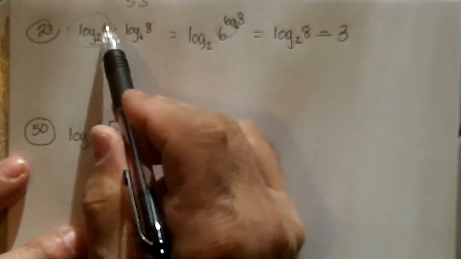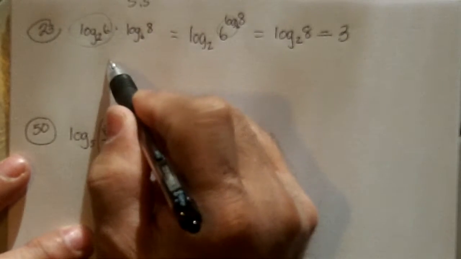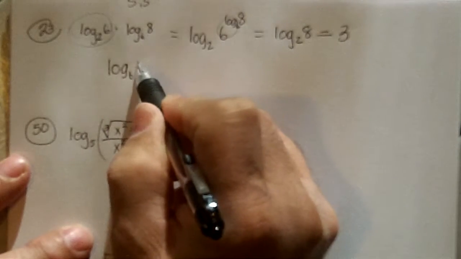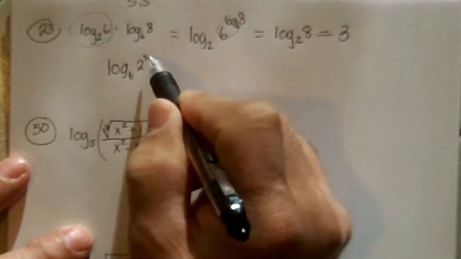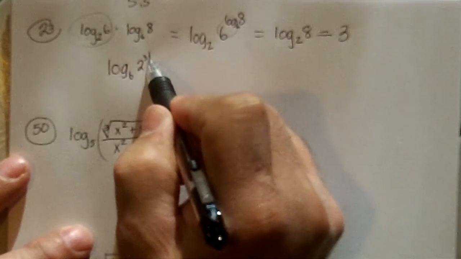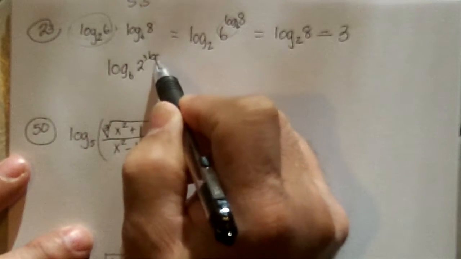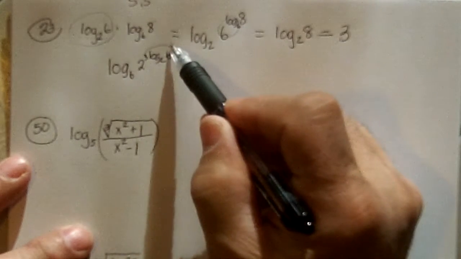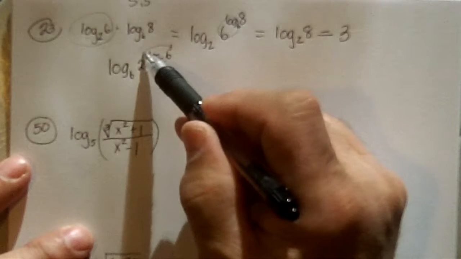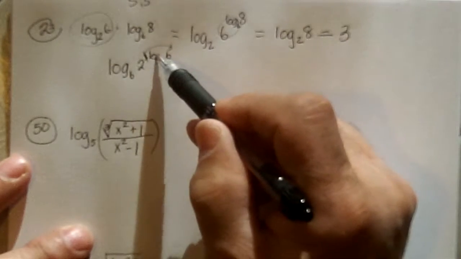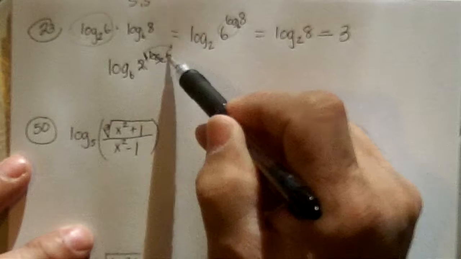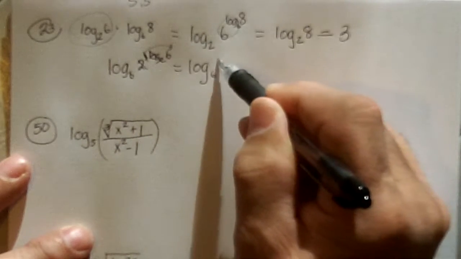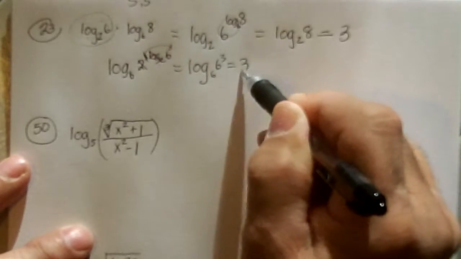Now, if I put it the other way, this is times this. I could have said this is log base 6 of 8, which is 2 to the third, and then move this up as a power, so take it times log base 2 of 6, and this 3 could go up here, and then I'd have 2 to the log base 2, so those would cancel, and I'd have log base 6 of 6 to the third, which is 3.